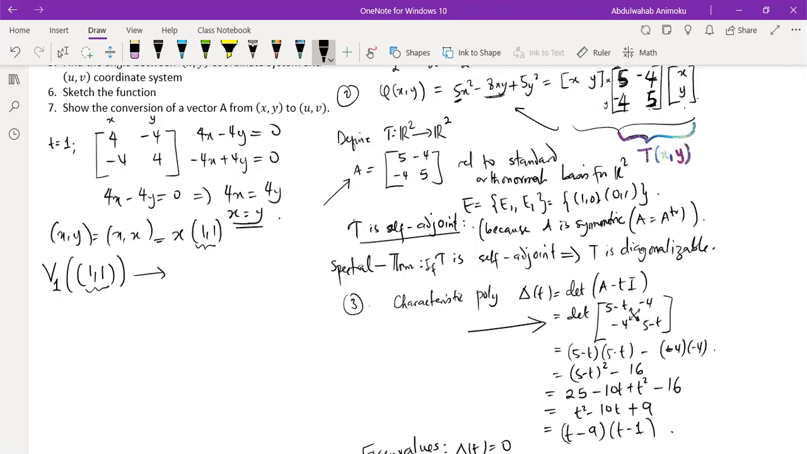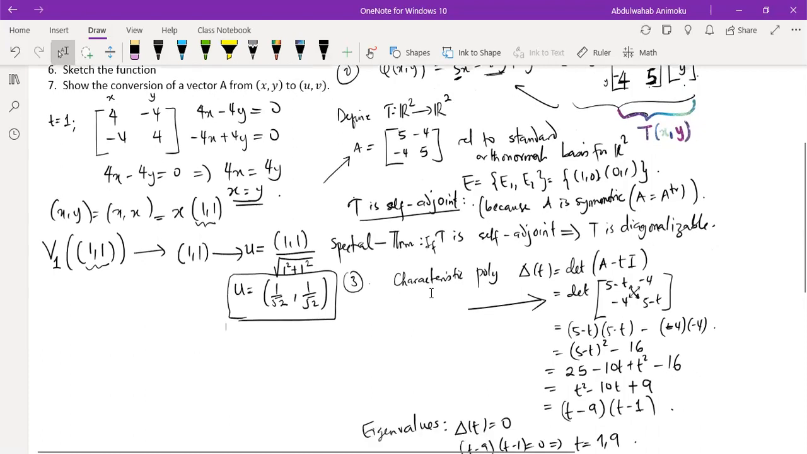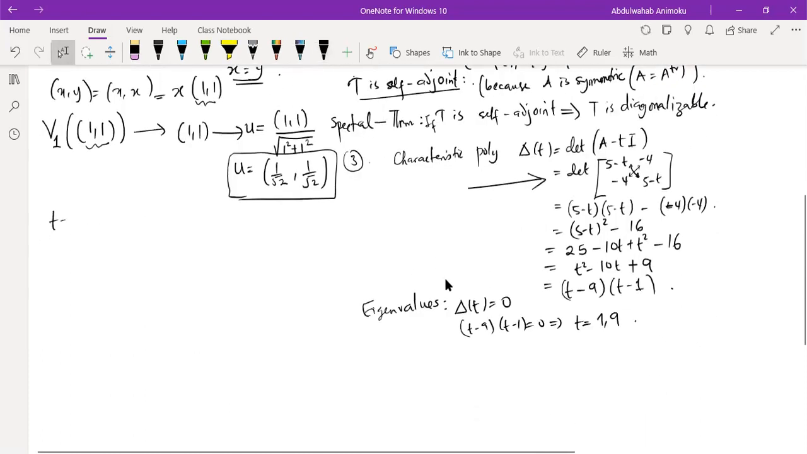But then we are looking for orthonormal vectors, which means we are looking for unit vectors. So in order to get the corresponding unit vector, we divide this by the length of that vector, which will give us (1 over root 2, 1 over root 2). So this will be the first vector for our principal axis. Now that we have this, we need to do the second one when t is equal to 9.